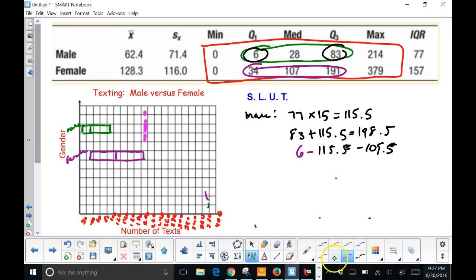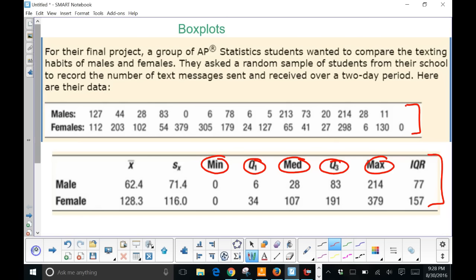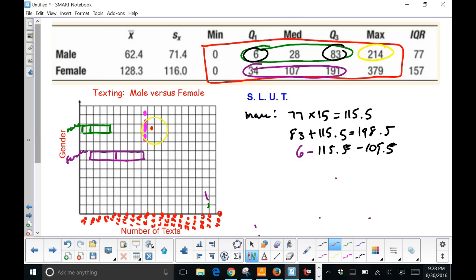Now if you look at the men, they had a max of 214. So they actually have scores above that. So we can say there's one outlier at 214. Now if we go to our actual data, we can see that there's another outlier that's above that fence, which is 213. So we actually have 2 outliers there. Well, where will the tail go? The tail will go to the next score that's not above that fence of 198.5.